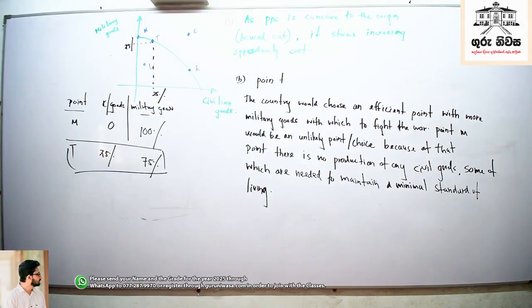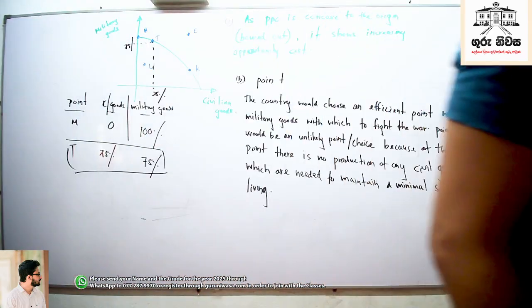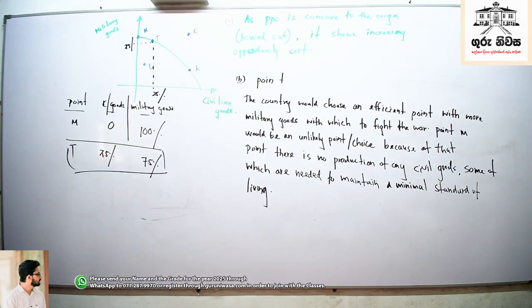Here, point T, yes, but you need to explain something about point M also. If economy operated at point M, what would happen? Is it practical or not practical? Did you get the point? Yes, sir. M is not practical. Right, next one, part C.